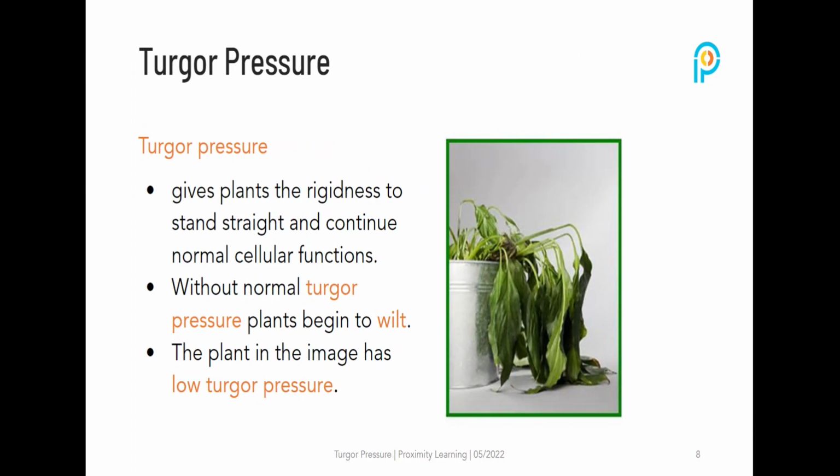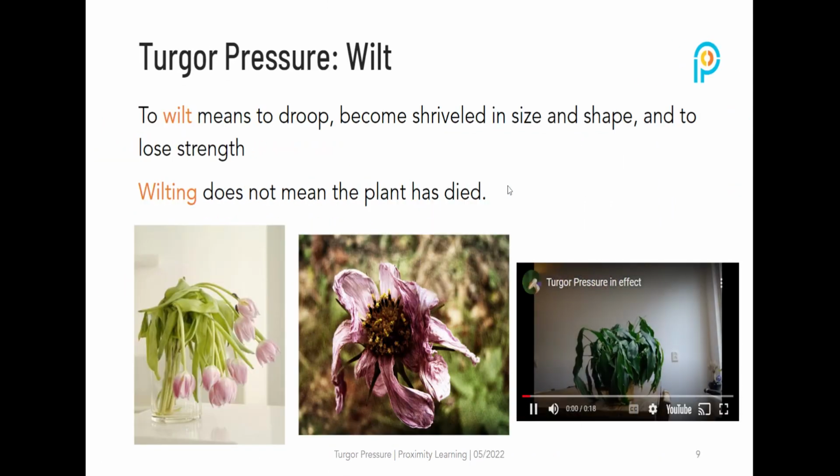Without normal turgor pressure, plants begin to wilt. The plant in the image you see now has low turgor pressure. To wilt means to droop, become shriveled in size and shape, and to lose strength. Wilting does not mean that the plant has died. So watch this quick video to see what happens when you water a wilted plant.